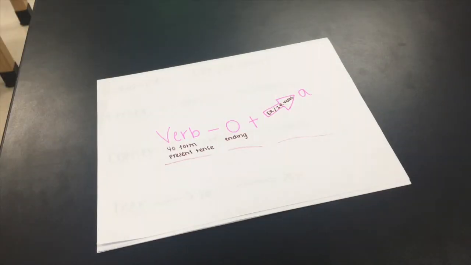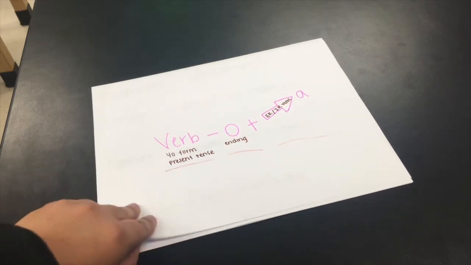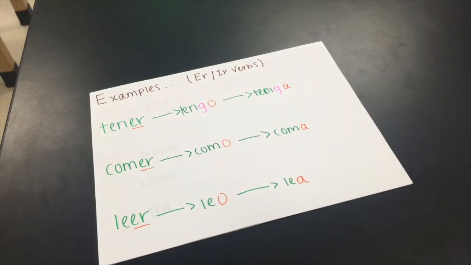And for the er and ir verbs, we will do the same process. We'll take the yo form of the verb in the present tense, minus an o and add an a to the end instead of an e. So for example, if we're given the word tener, we would put it in the yo form, making it tengo, and making the command form tenga. Same would work for the words comer and leer.